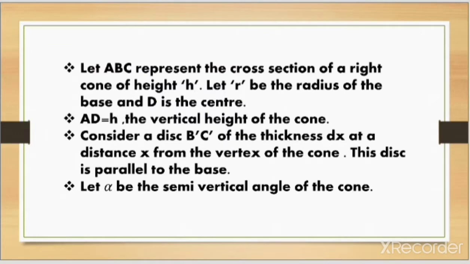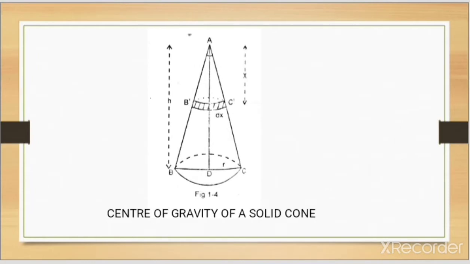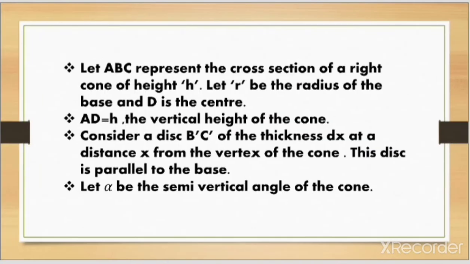Let A, B, C represent the cross section of the right cone of height h. Let R be the radius of the base and D the center. AD is equal to h, the vertical height of the cone. Consider a disk B dash C dash of thickness dx at a distance x from the vertex of the cone. The disk is parallel to the base. Let alpha be the semi-vertical angle of the cone.